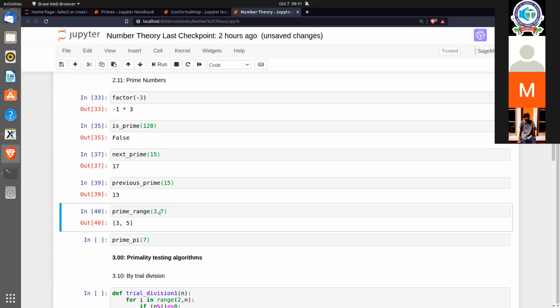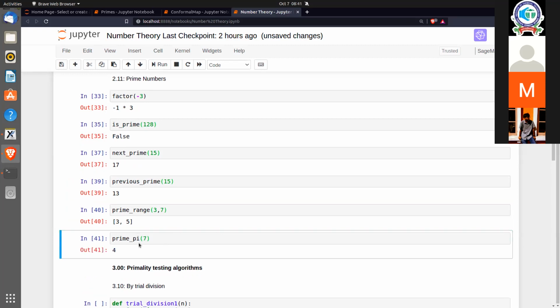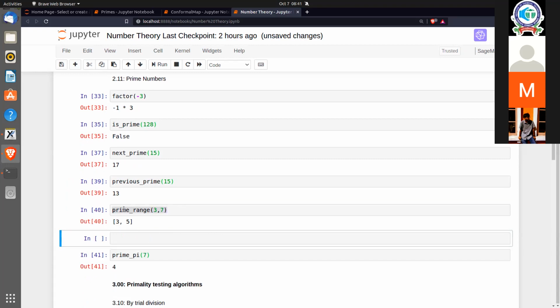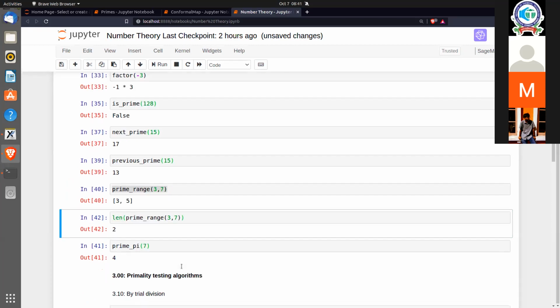From 3 to 7, I mean between 3 and 7, 3 is included, 7 is not. It will give me all the primes; it will just list out all the primes. And then prime pi is essentially just the length of this list that it's returning. So for instance, if I were just to print this out, here it's just counting the number of primes.